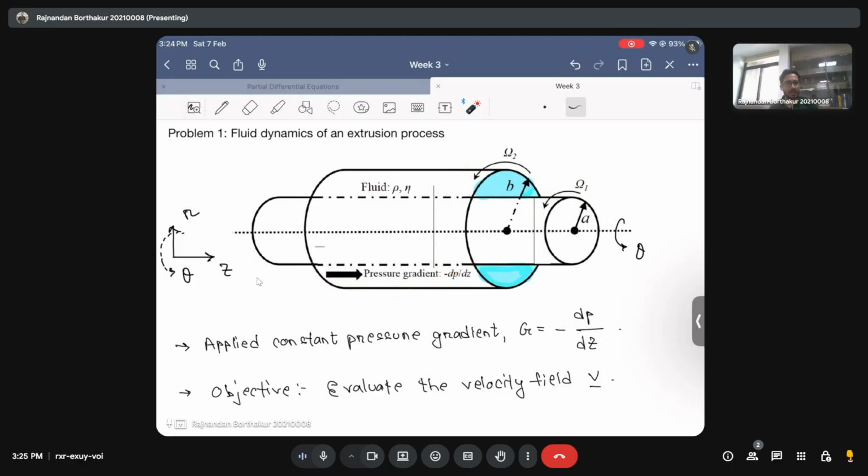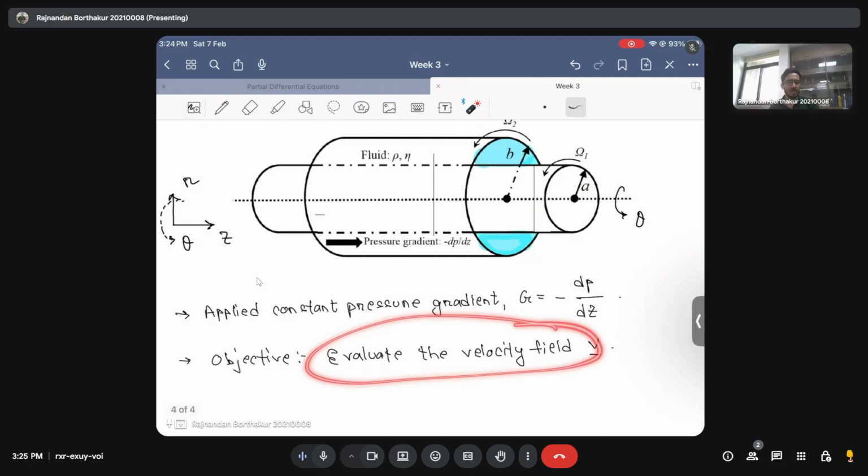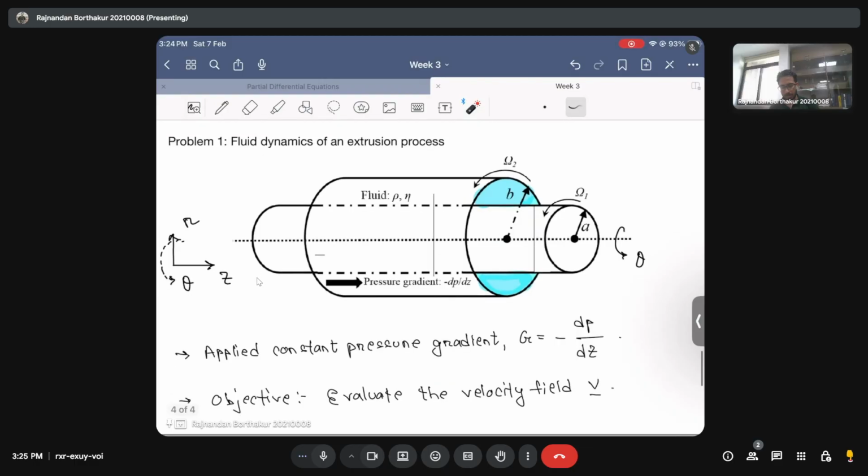Okay, now given this scenario, what the problem actually wants us to solve for is the velocity field. That's typically what we need to do, just as we had been doing in the previous examples. So maybe I'll stop here for a couple of minutes so that you can understand the problem, and then we will look into the step-by-step solution of this problem.